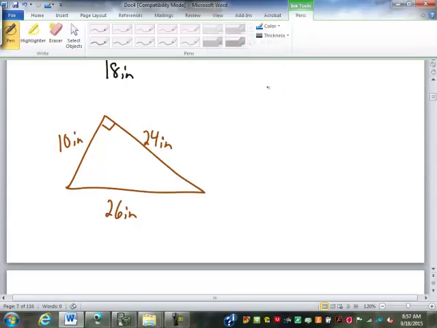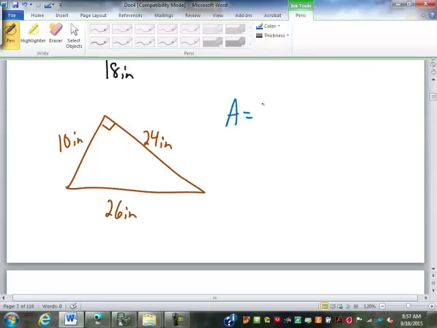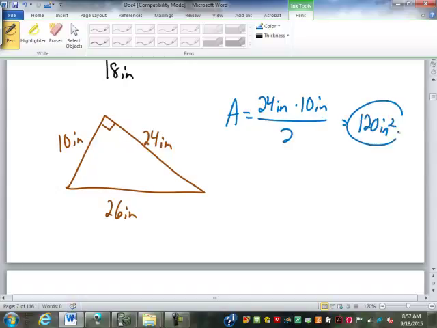How do I find the area of this one? So which two? I multiplied 24 times 10, is what you're saying? Yeah, divided by 2. Give me 120 inches squared. How did I know to use the 10 and the 24 and not the 26? These two form the right angle. These are the two that are perpendicular.